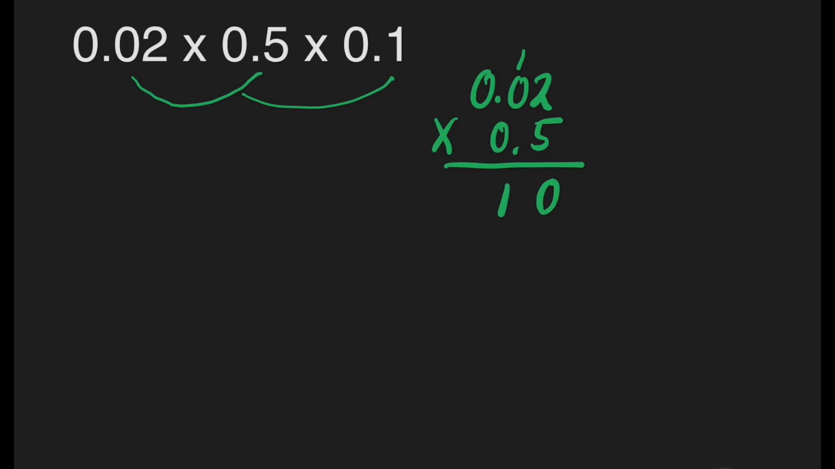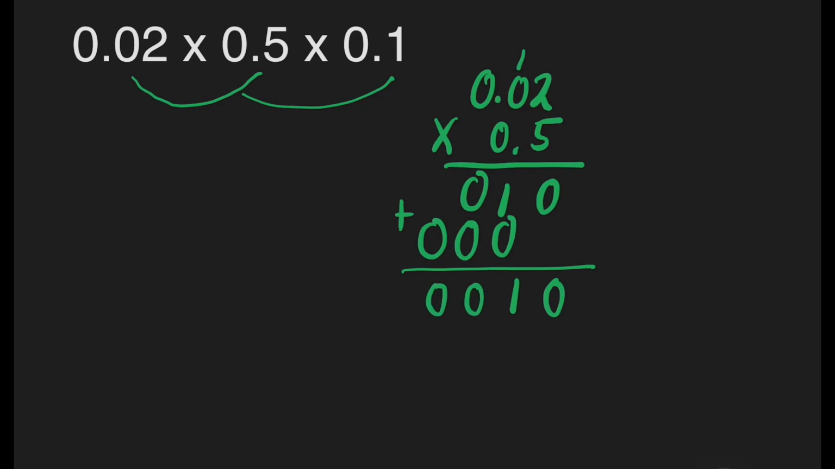5 times 0 is 0. 0 times 2 is 0. 0 times 0 is 0. 0 times 0 is 0. Then we can add the partial products. Bring down 0. 1 plus 0 is 1. 0 plus 0 is 0. Then copy 0 here. How many decimal places do we have in our given?